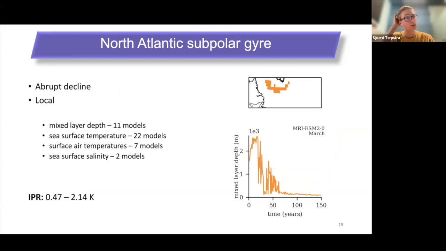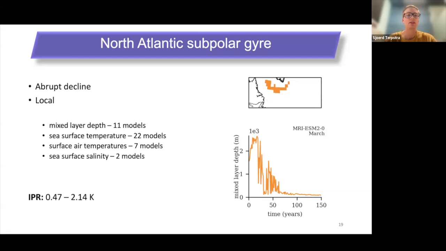We focused on 4 different variables. The first is the mixed layer depth, the direct measure of the convection, in which we found in 11 models at least some type of signal of collapse of the mixed layer. And on the right, you can see one example. This is in the model MRI ESM2, where at the start of the year, you can see that the mixed layer collapses over around a year or 30. And this is south of Greenland.